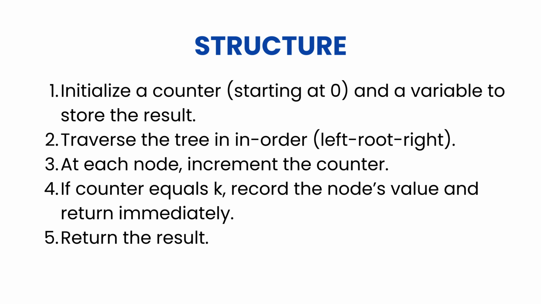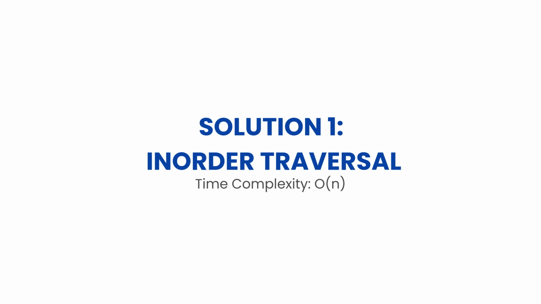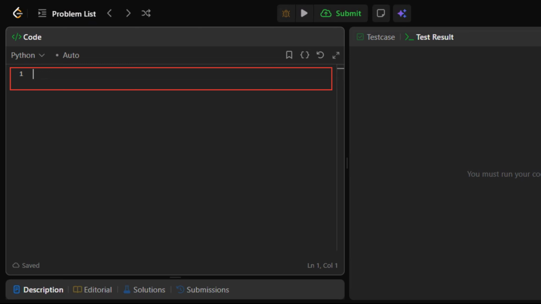Return the result. Now let's implement the in-order traversal method, leveraging the BST sorted property to retrieve the Kth smallest element. We begin by defining a solution class. This just organizes our method neatly. This function will return the Kth smallest value in a binary search tree. Thanks to BST properties, an in-order traversal gives us values in sorted order. Time complexity, O(n) in the worst case.